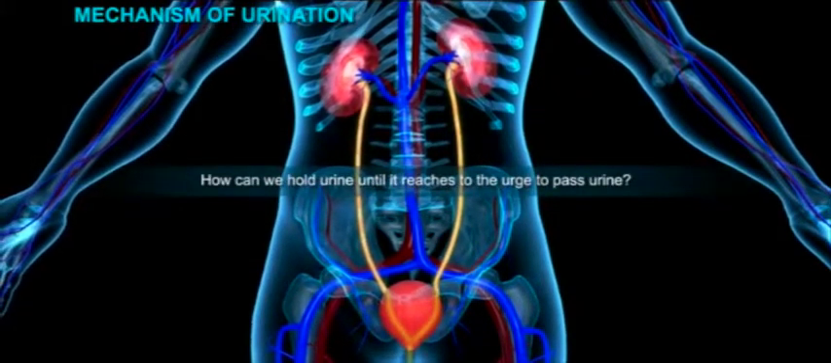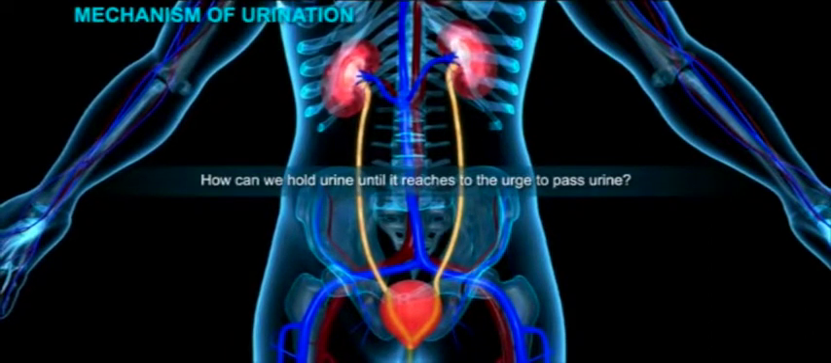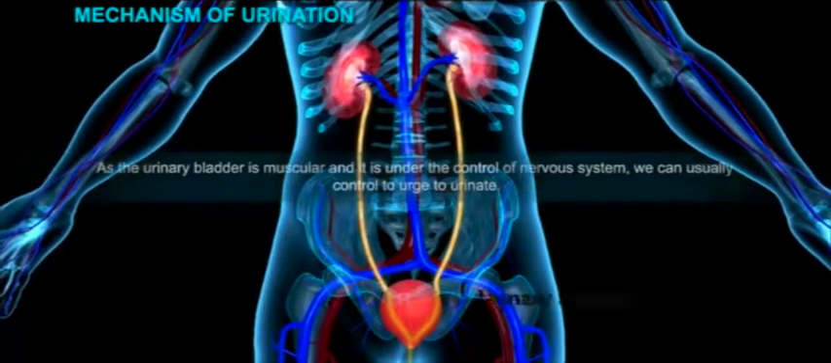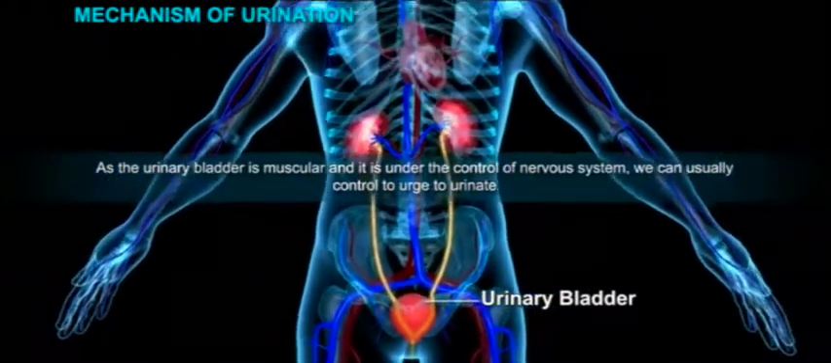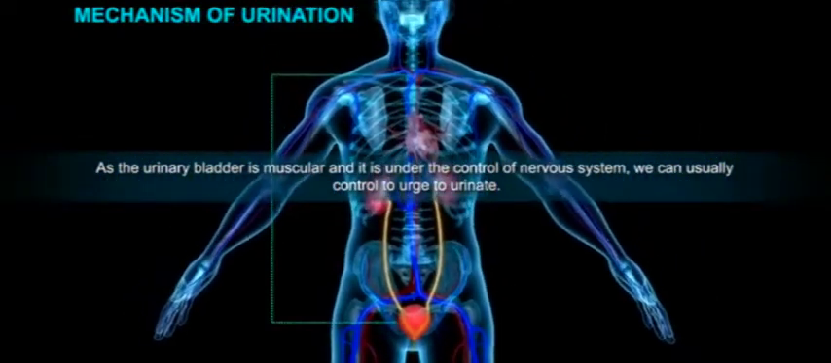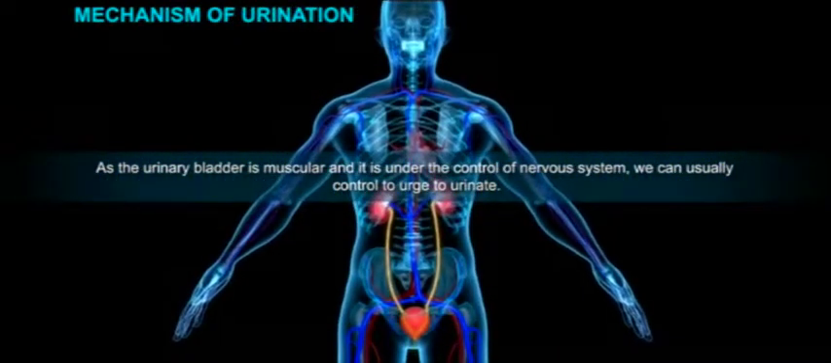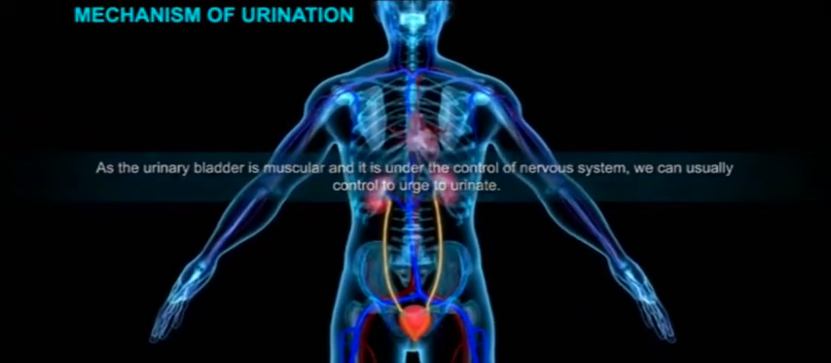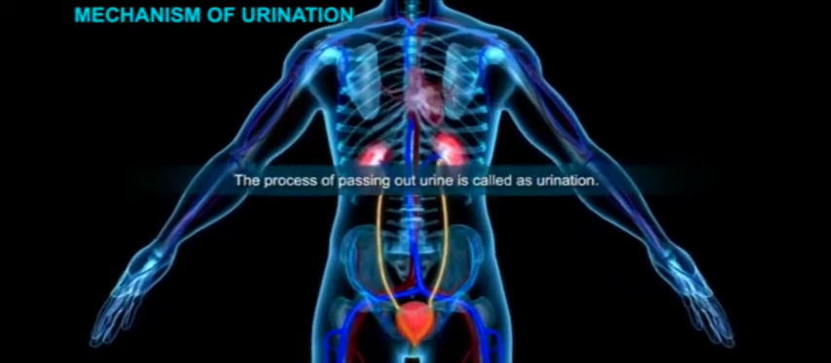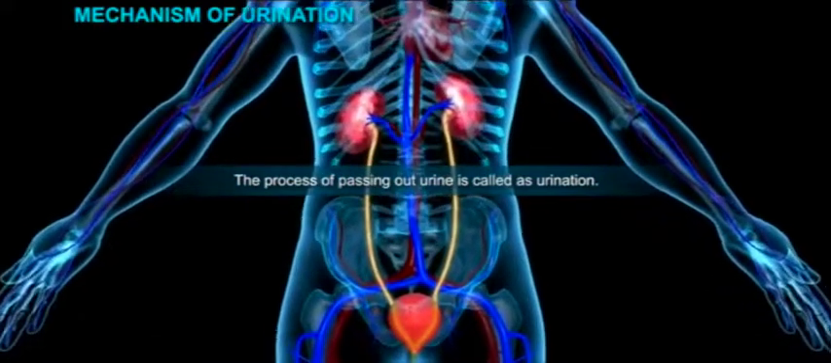How can we hold urine until it reaches the urge to pass urine? As the urinary bladder is muscular and it is under the control of the nervous system, we can usually control the urge to urinate. The process of passing out urine is called urination.